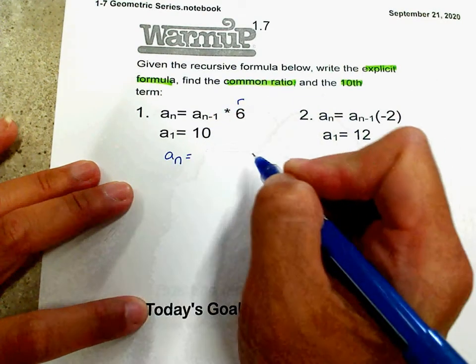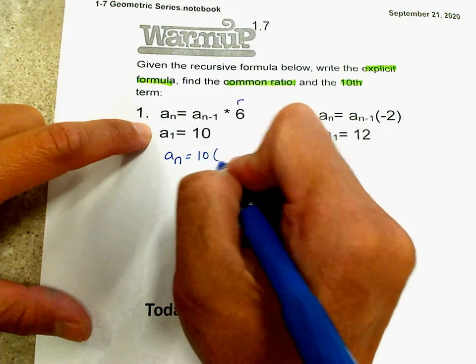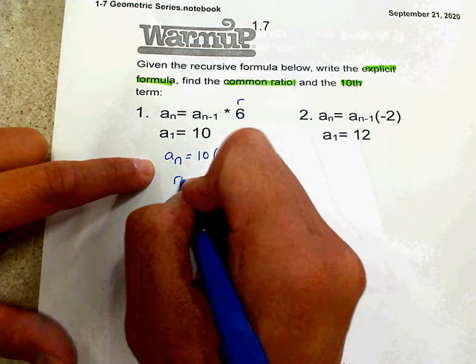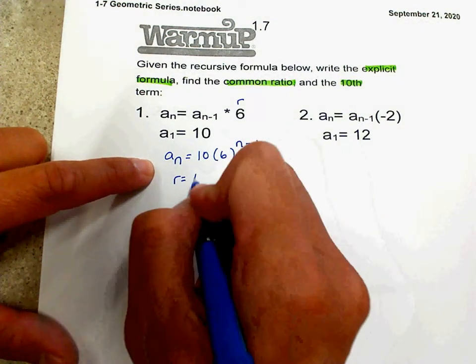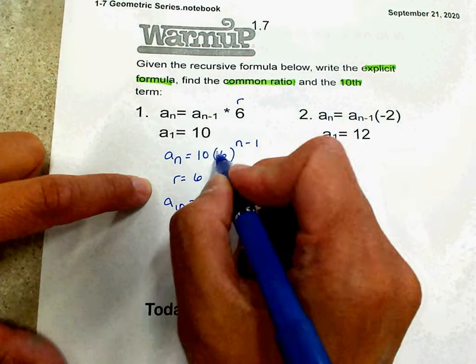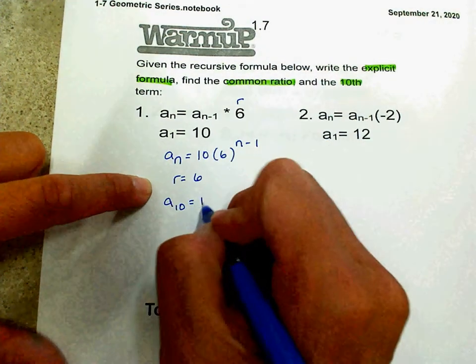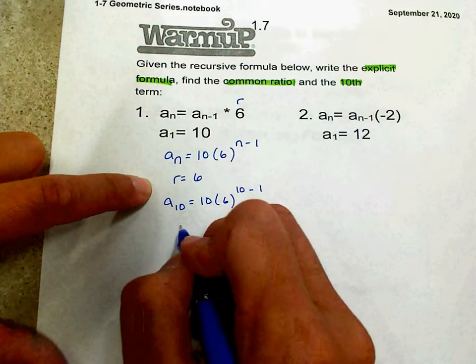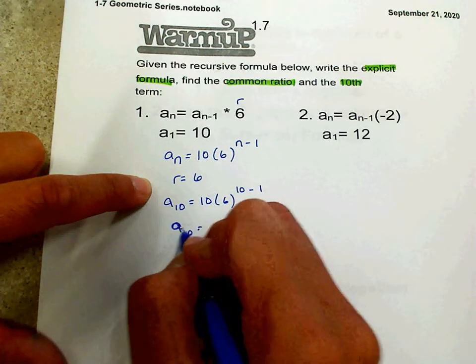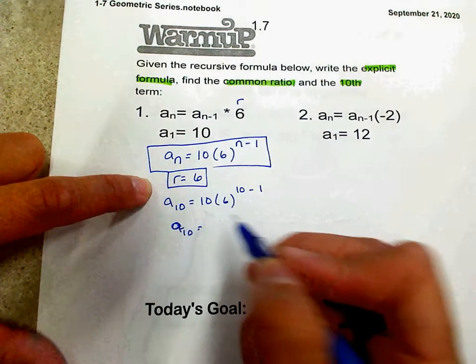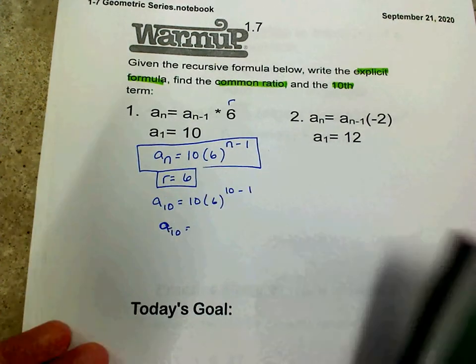A sub n equals your first term, 10 times 6, n minus 1. Your common ratio is the one inside the parentheses, which is 6. And to find the 10th term, all you have to do is plug in 10 where n is. So 10 times 6 raised to the 10 minus 1. And so your 10th term, let me box in all my answers, 3 answers, is that one right there.